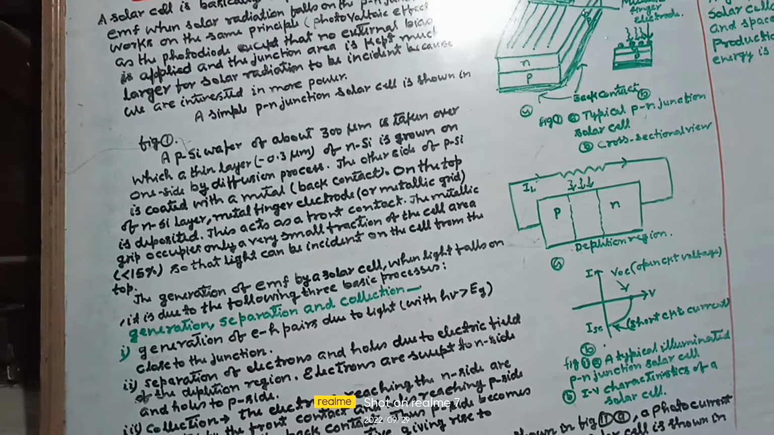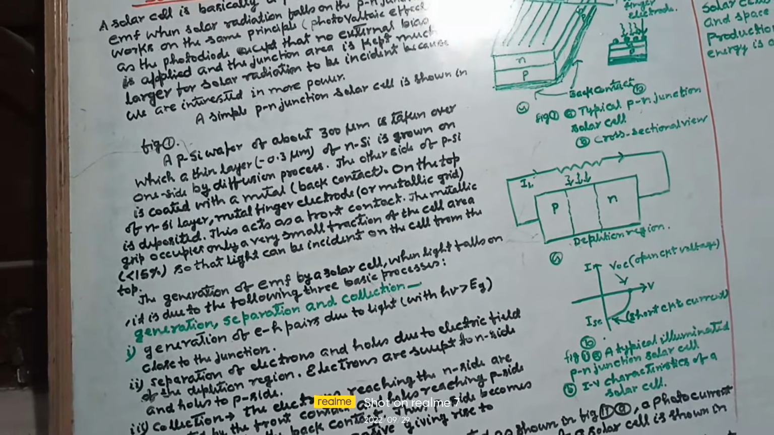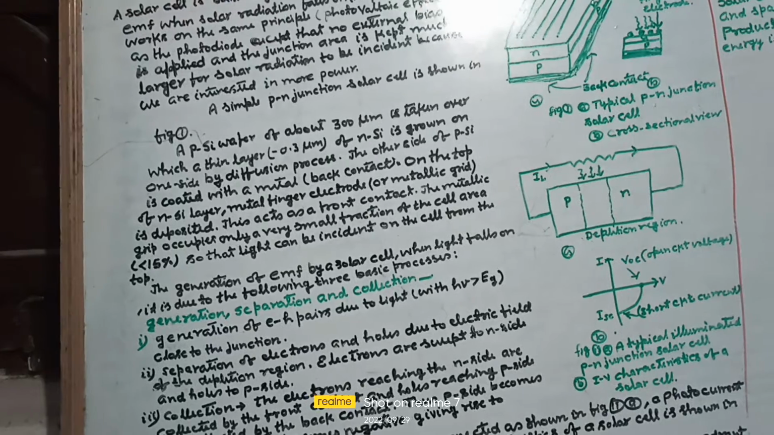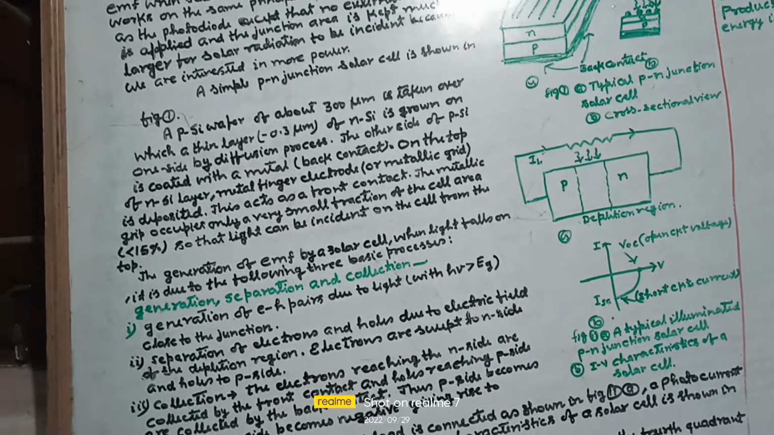The metallic grid occupies only a very small fraction of the cell area, smaller than 15%, so that light can be incident on the cell from the top.